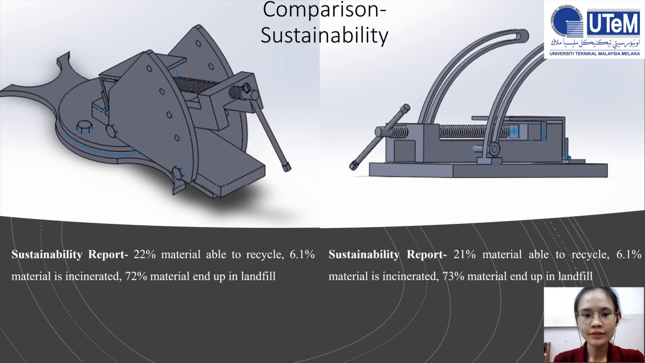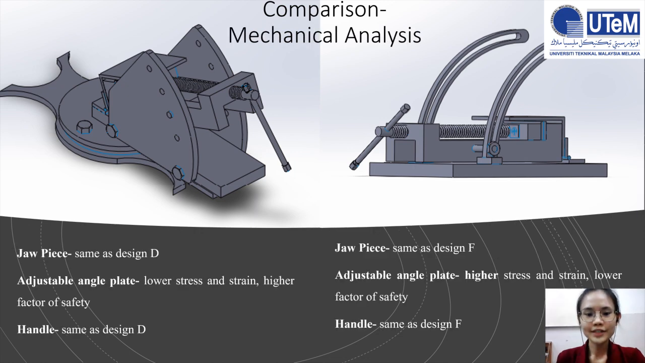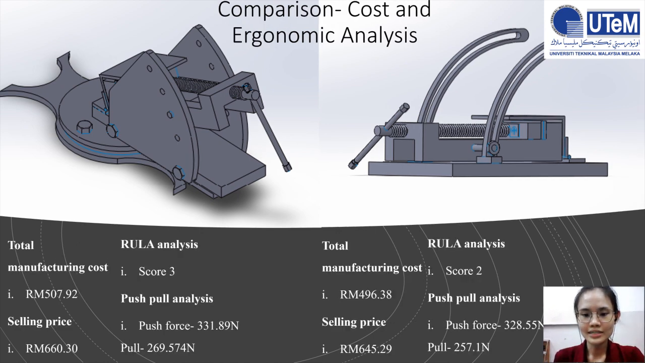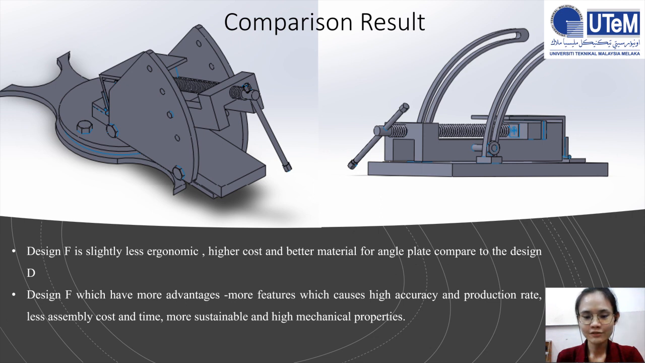From the sustainability report generated by SolidWorks, it stated that Design F has a higher percentage of material to be recycled and a lower percentage of material ending up in landfill. Furthermore, from the mechanical analysis, Design F has lower stress and strain but a higher factor of safety, which means it has less opportunity to fracture and is more durable. On the other hand, from the cost analysis, the cost for Design D is slightly lower compared to Design F. The last analysis, which is ergonomic analysis, shows that the ergonomics of Design D is slightly better than Design F. This is the result of the comparison.